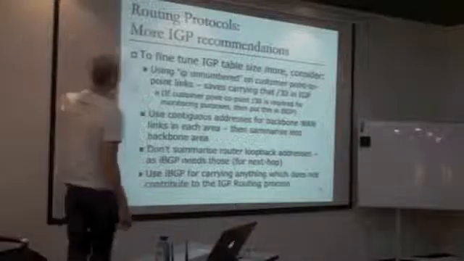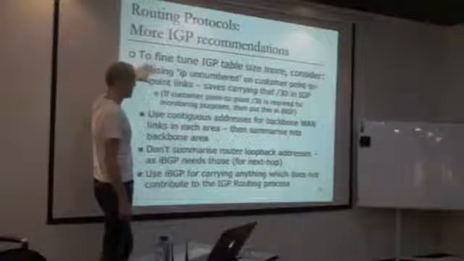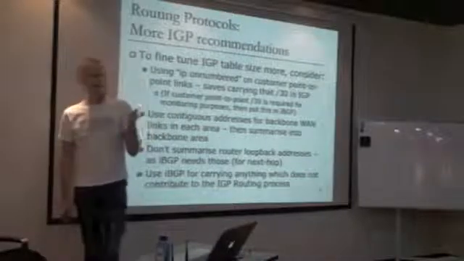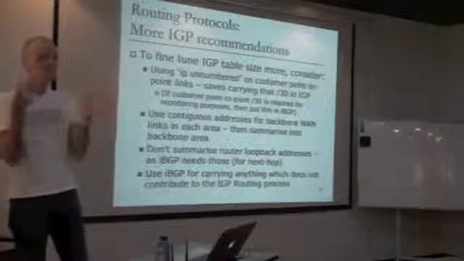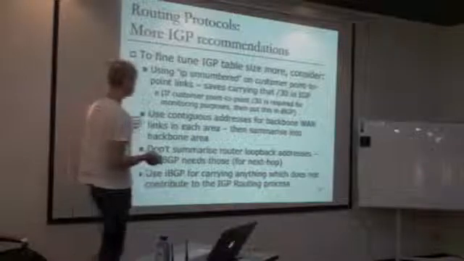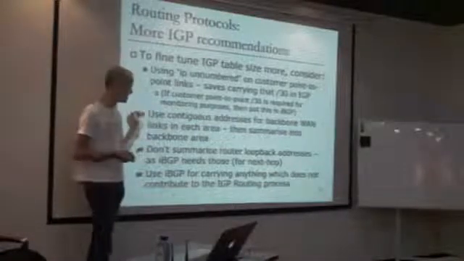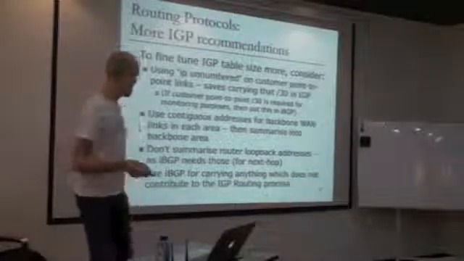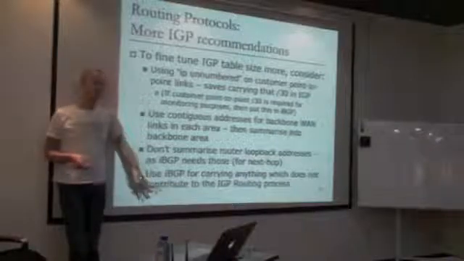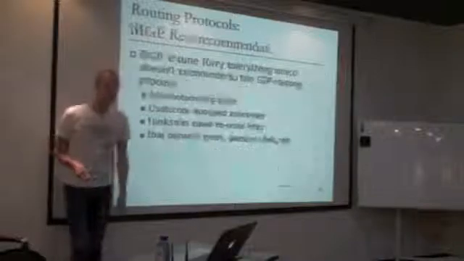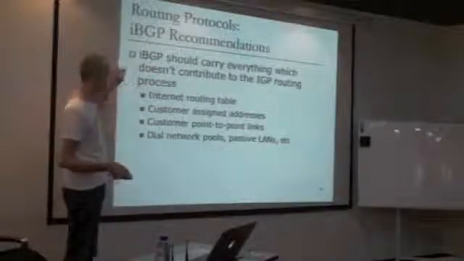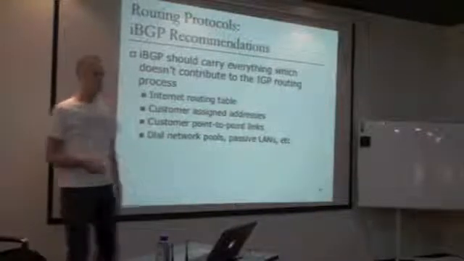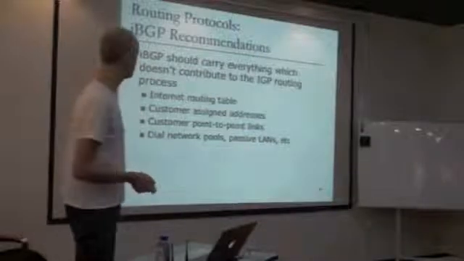More recommendations: don't use IGP on customer point-to-point links. If you need a customer point-to-point link, put it into BGP instead. Don't carry it in ISIS, because that way you can keep ISIS small. BGP can carry lots of prefixes. Try and use contiguous addresses for the backbone WAN, and then summarize wherever you can. Don't summarize router loopback addresses, because IBGP needs those for the next hop. And finally, use IBGP for anything which doesn't contribute to the IGP. So things like the internet routing table should be in IBGP, customer addresses, customer point-to-point links, any broadband, dial-up, whatever, pools. None of those need to be in your IGP.